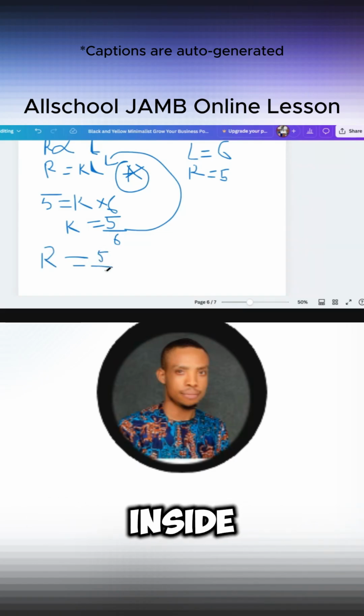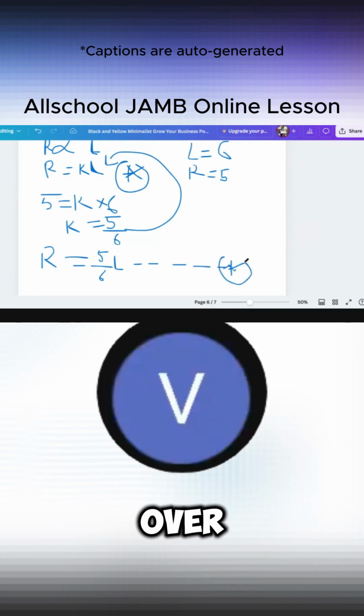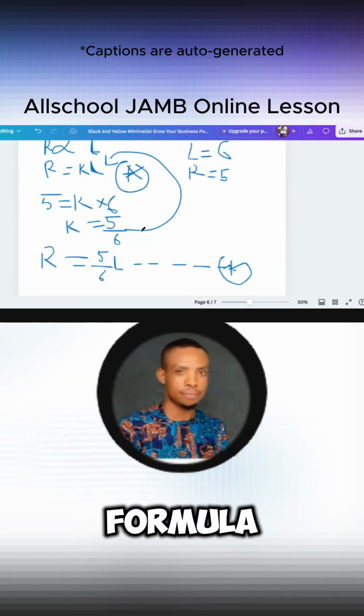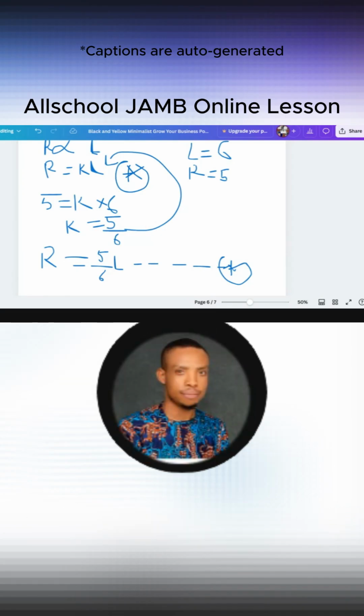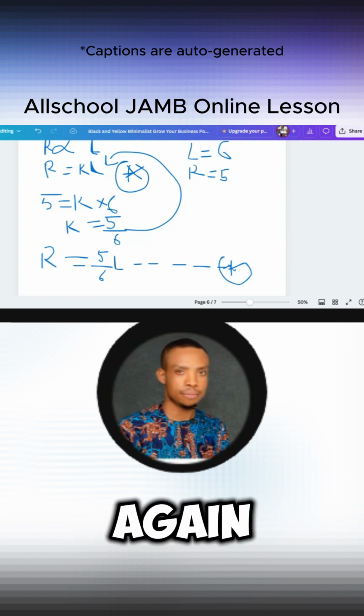Now put it back inside this equation. That will give us our general equation or general formula. So I have R, which is the resistance, is equal to 5 over 6 L. This is our general formula. Do we understand? Yes, sir. All right. Now let's go back to the question again.